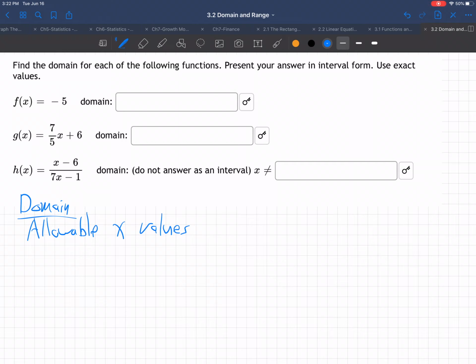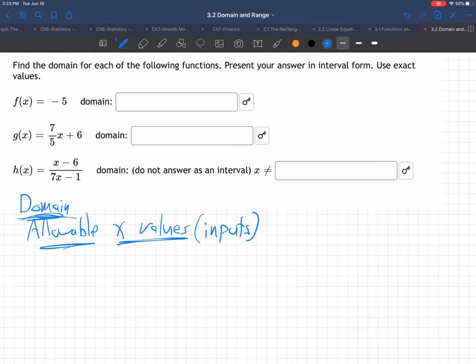So it's kind of like, say you have a microwave oven. There are certain things you're not allowed to put in a microwave oven, like tin foil or anything with metal, right? That would not be in the domain of a microwave oven. So a domain is allowable x values or allowable inputs, right? The x value is what you're plugging in, just like tin foil cannot be plugged into a microwave oven. Certain x values are not allowed to be plugged into certain functions.